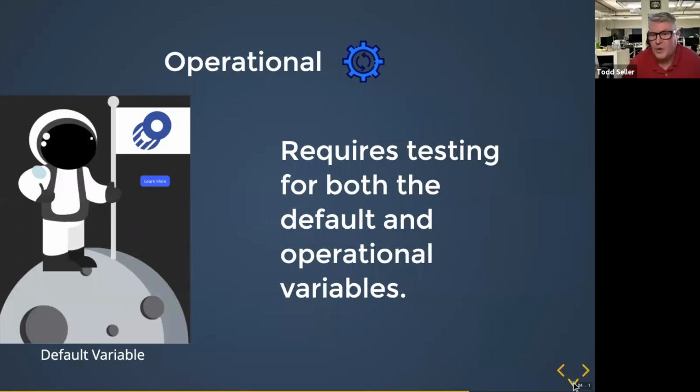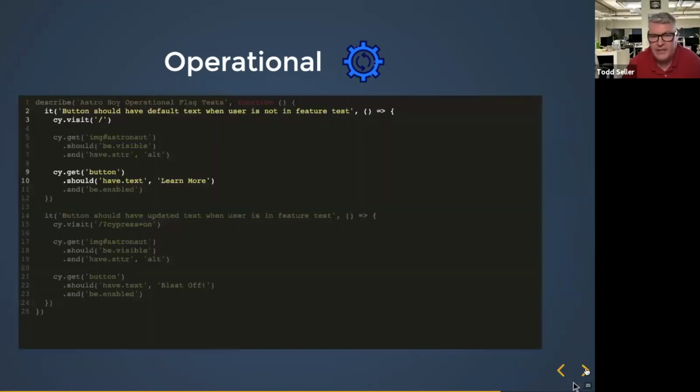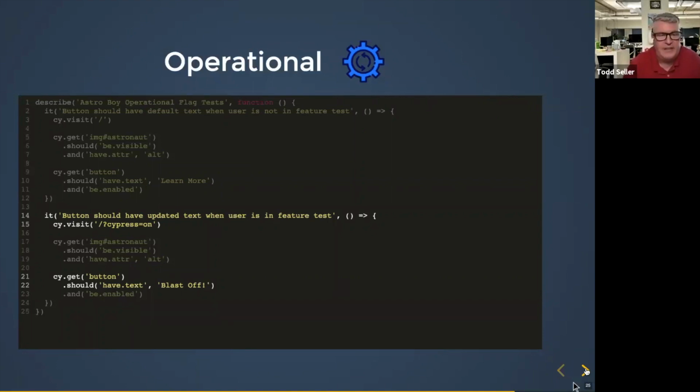Around the default variable, in this example, just learn more on the button. Or we have the blast off in this example. And so again, in our test case, we're going to do the exact same thing. So when the feature is not enabled, or we're not passing in our test audience query parameter, we should have the text learn more. When we do have our query parameter, then we should see the text blast off. So again, this is a way that we can easily test within Cypress both paths very easily.